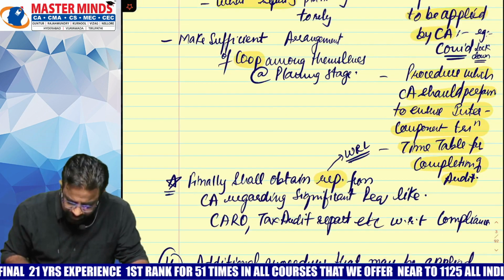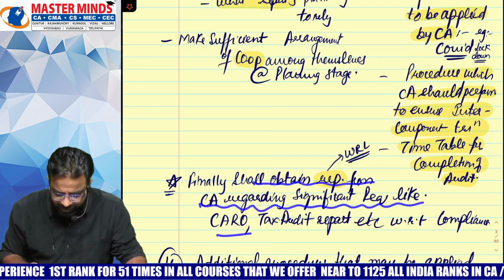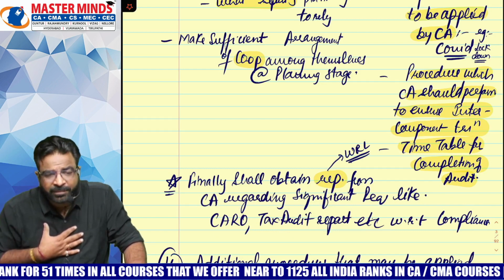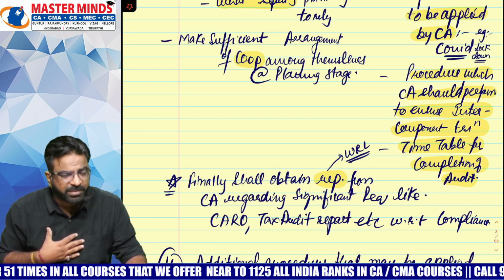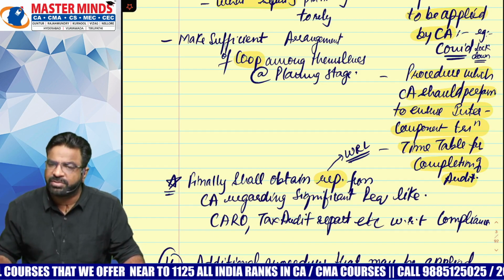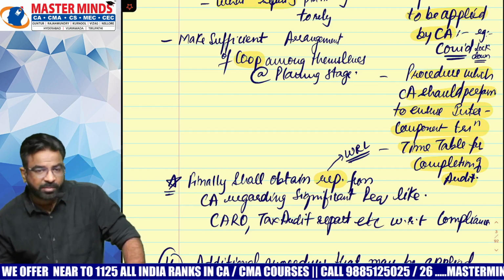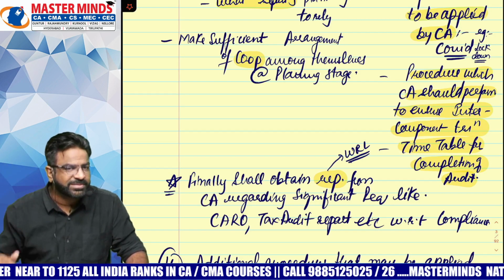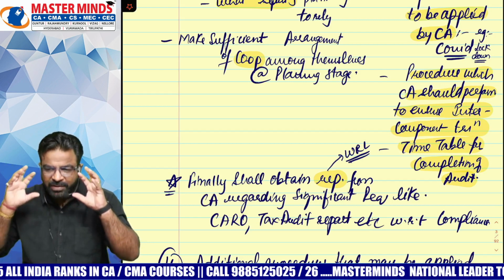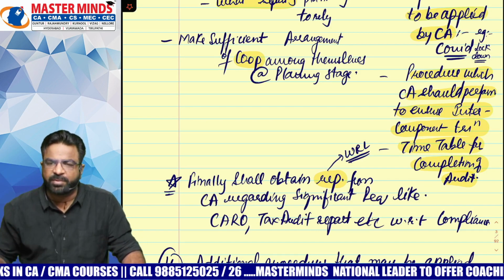And finally, shall obtain WRL from the component auditor regarding the significant requirements like CARO, tax audit report with respect to compliance and all. Look boss, I know even if I do one public limited company's audit, I definitely have to do CARO. I'm also a tax auditor, I'll definitely do 3CA, 3CD. But I don't know about the component auditor. Maybe he is doing the audit as per CARO 2016. Now which CARO is going on? So do one thing, you can't verify each and everything the component auditor has done. Simply take WRL from the component auditor.